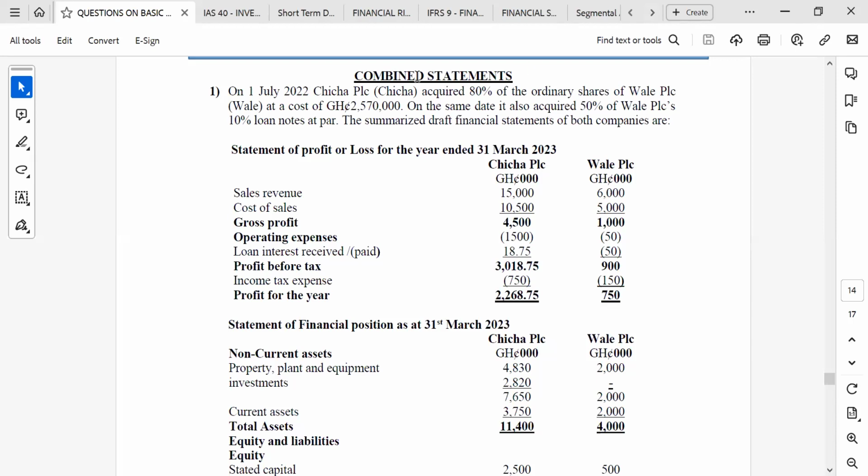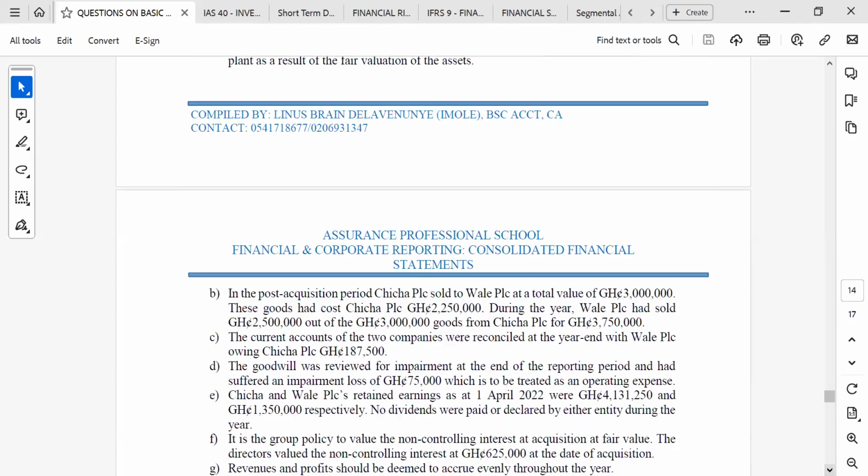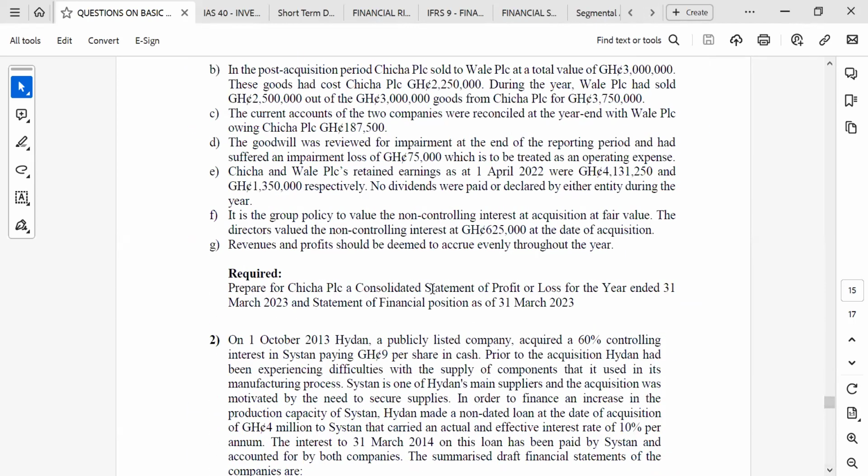Okay. Before we even start the reading, you have to know what you are going to be preparing. The question is asking you to prepare the consolidated statement of profit or loss for the year and also the statement of financial position. That will be prepared in the name of Shisha PLC. So you just go and put your statement there.